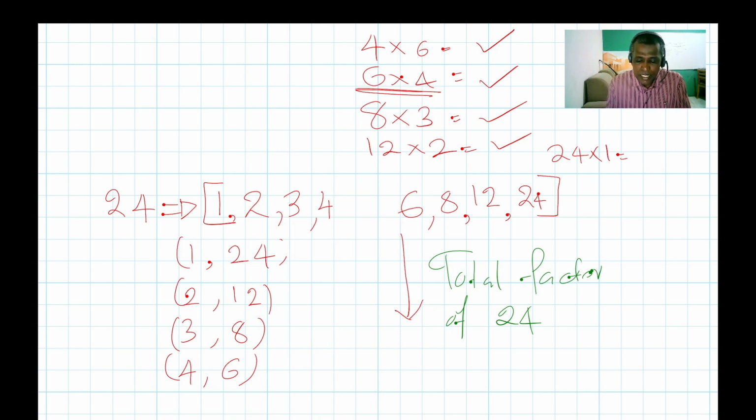How many factors are there? 1, 2, 3, 4, 5, 6, 7, 8 factors. There are 8 factors. There are 8 factors that I can make 24 with.